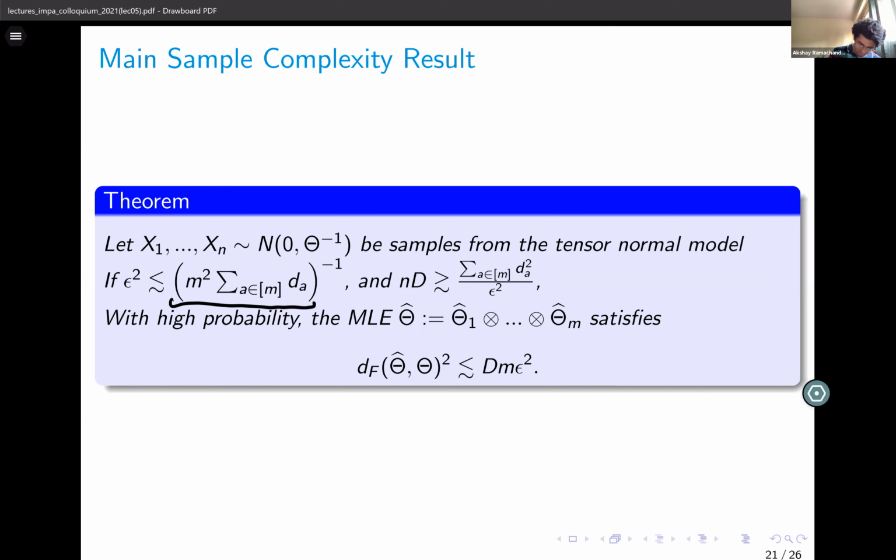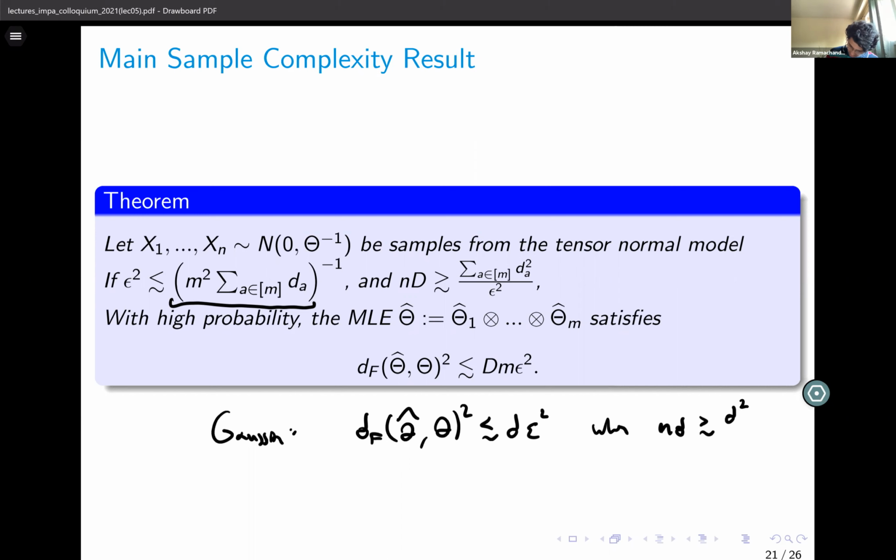So recall that for the Gaussian case, if there's only one tensor factor, as soon as you had D squared over epsilon squared, or as soon as you got 1 over epsilon squared as many samples as the degrees of freedom, then you already got Frobenius norm error D times epsilon squared.